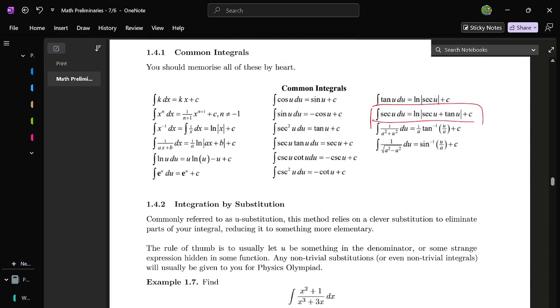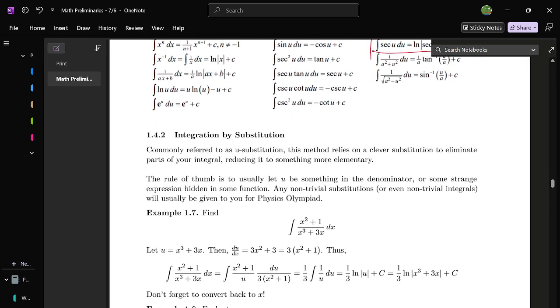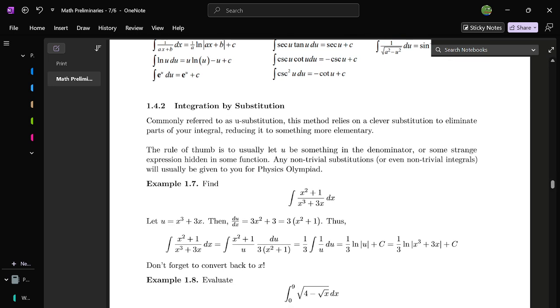Then the common techniques that we use are firstly integration by substitution, which you may just call U substitution. This is how you eliminate parts of your integral to make it something more elementary. The general rule of thumb, which I always tell people, is let U be something in the denominator, or some strange expression hidden in some function. In the context of physics Olympiad, if you have any non-trivial integrals, they'll usually just give you the integral. But in case they don't, you should know how to do some integration.